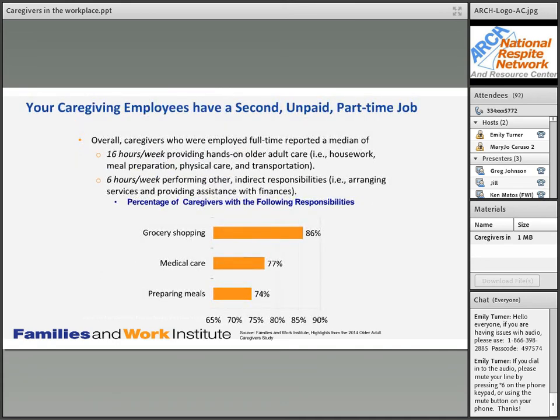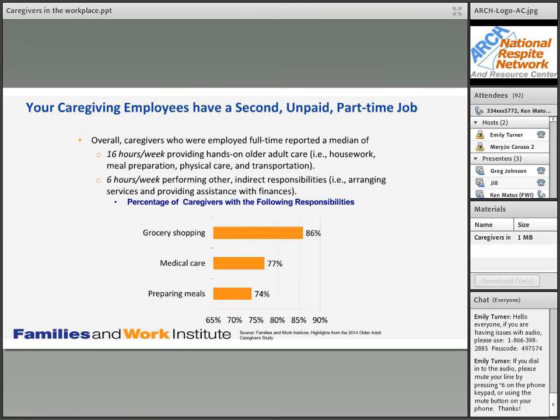Another angle for talking to your employer contacts is the reality that caregiving employees have a second unpaid part-time job. Overall, we found that caregivers reported a median of 16 hours per week providing hands-on care, so that's housework, meal preparation, physical care, transportation, things where they have to be present and interacting directly with the person they're caring for.